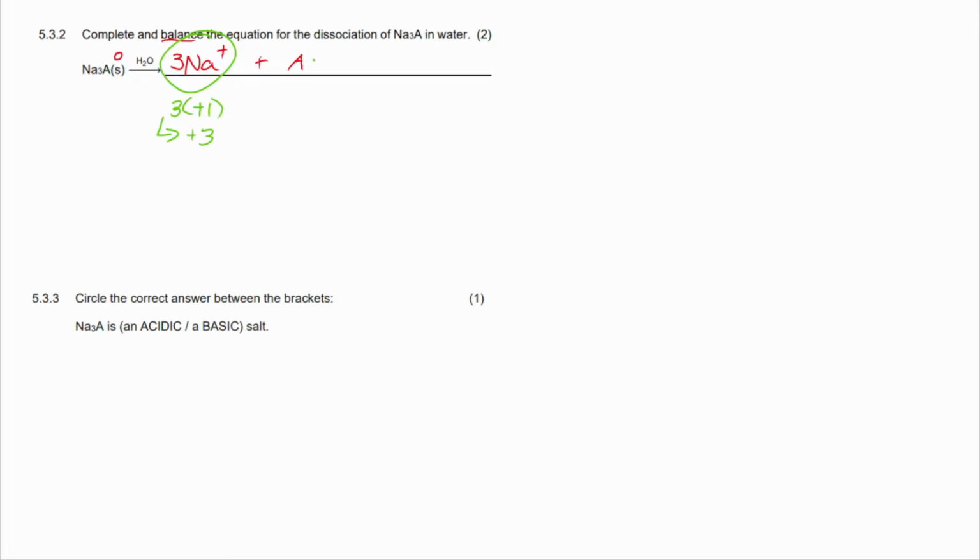But we need this to be something plus x is equal to 0. So we see that x has to be negative 3. That's how I knew this is to the power of negative 3. Sorry, 3 minus. We normally write it as 3 minus. Let me fix that. So that is the dissociation reaction, and it is balanced.